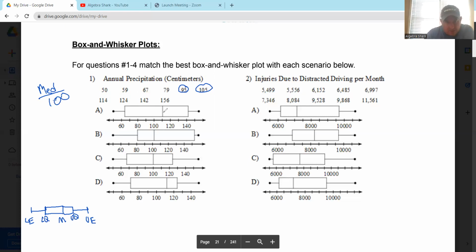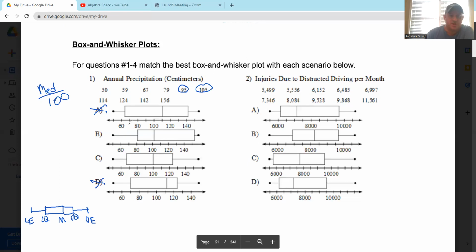So if I look at these graphs, I know it's not A because that median line's not at 100. B, maybe, it looks close. It looks like it's a little bit past it, but let's not rule it out yet. C, it definitely looks like it's at 100. And then D, definitely not at 100. So we got it down to B and C.